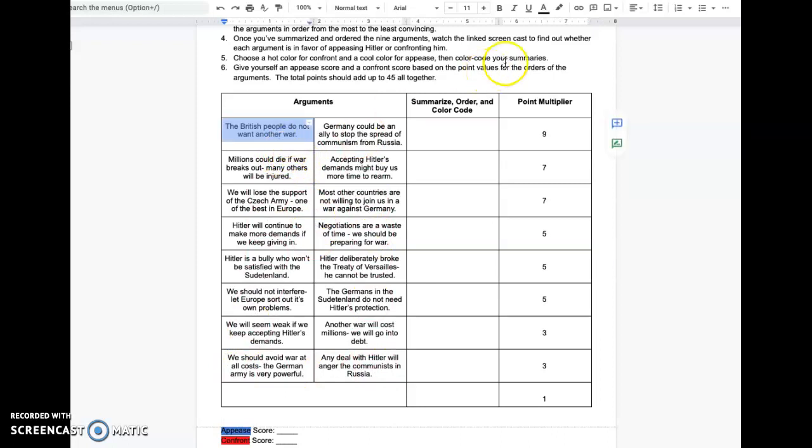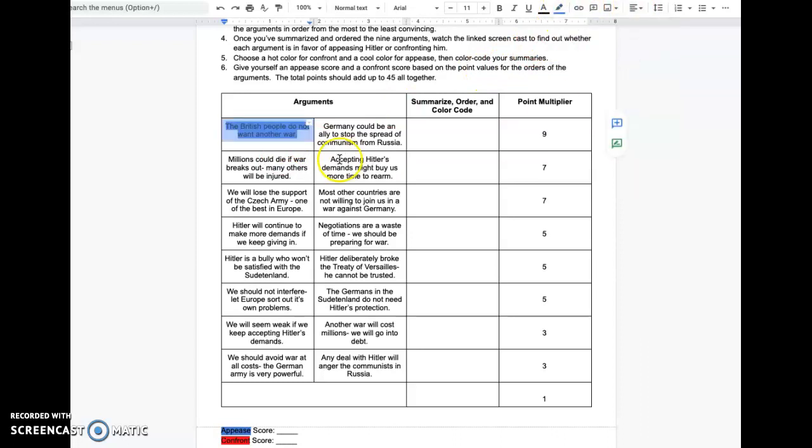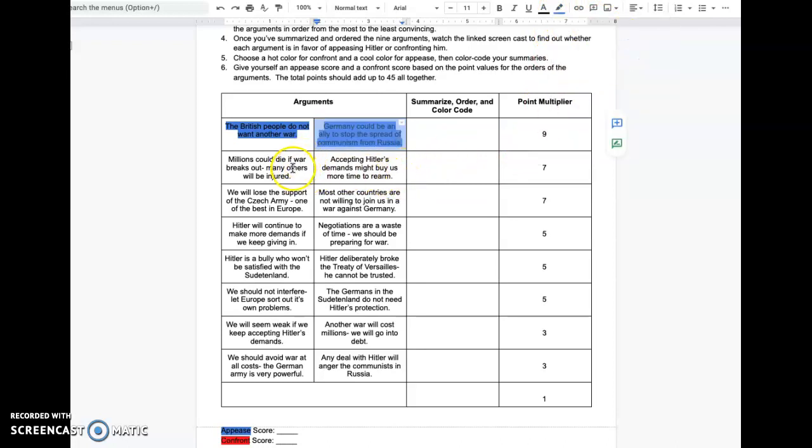The British people do not want another war. That is an appeasement argument. Germany could be an ally to stop the spread of communism from Russia. We don't want to antagonize Germany, we want to give them what they want because they'll help us against the communists. Another appeasement argument.